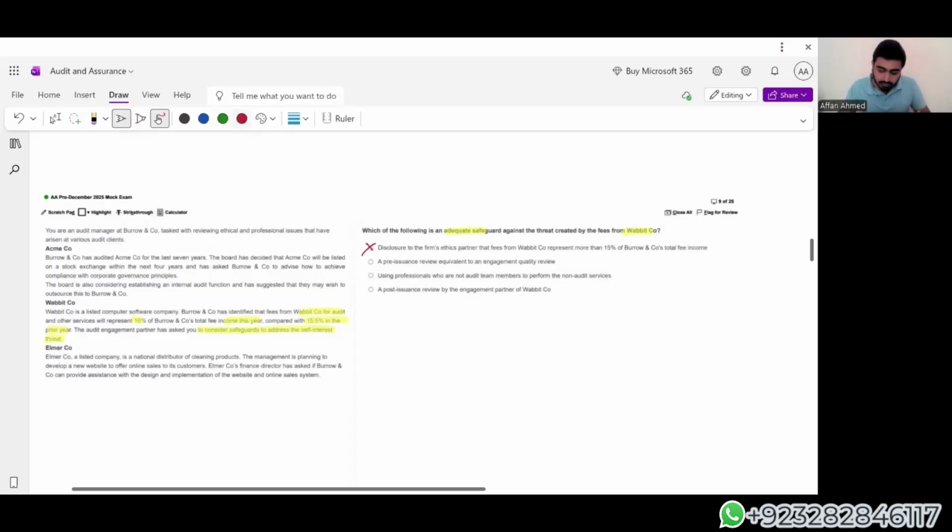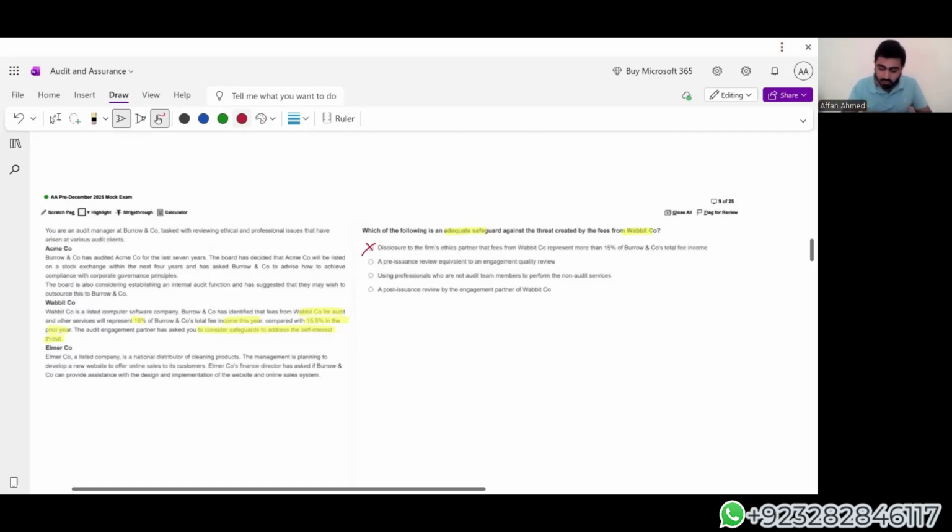Okay, moving forward. Let's read all the options first and consider which ones are incorrect, then we'll go for the correct one. The pre-issuance review equivalent to an engagement quality review. So a pre-issuance review is a good safeguard, a good control that we can apply in order to obtain audit evidence that yes, we are independent enough. This fee has not hindered us through a self-interest threat. This is a good option, but let's read the other ones as well.